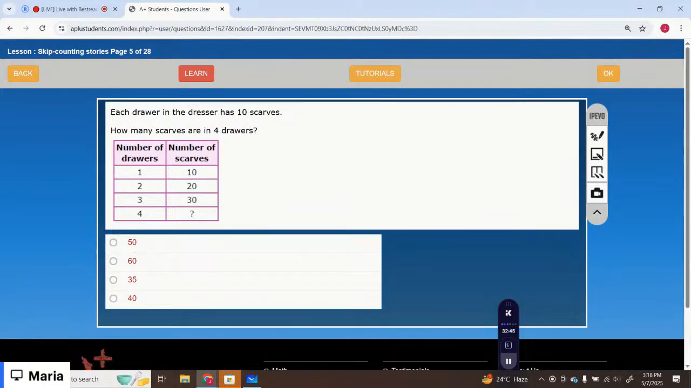Each drawer in the dresser has 10 scarves. How many scarves are in 4 drawers? So which is the correct option? That is 30 plus 10, 40 it is. The correct option is 40.